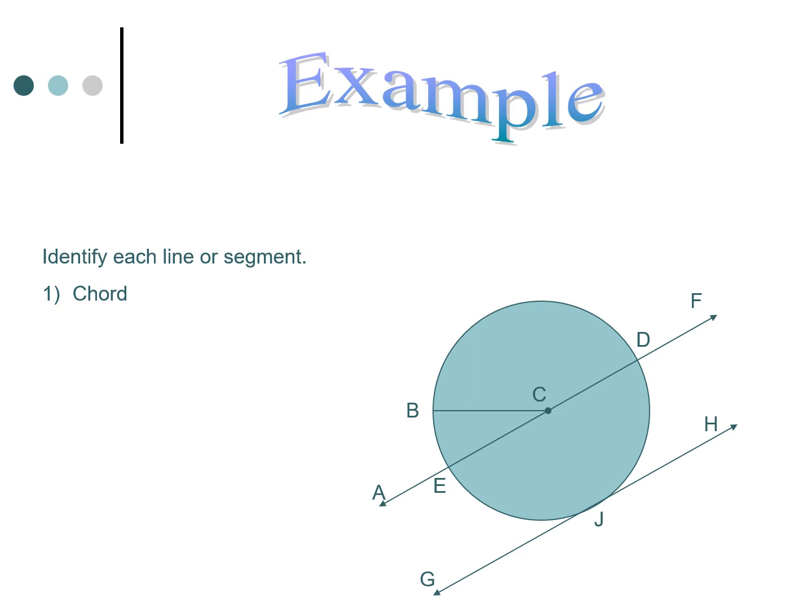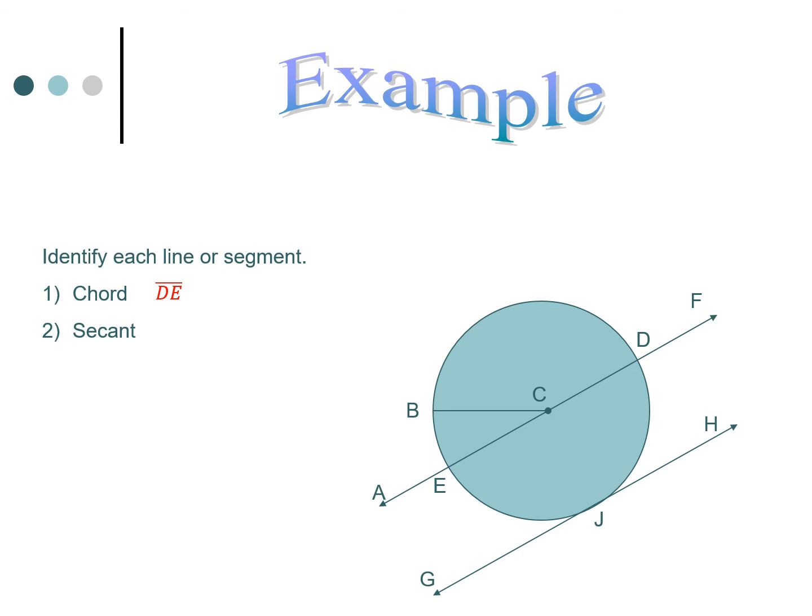Go ahead and find a chord in that picture. Yes, the chord is segment DE. You can also use ED. It doesn't matter the order you put it in this case. Go ahead and find the secant. Remember, the secant is a line that goes through the circle and it touches the circle in 2 different places.